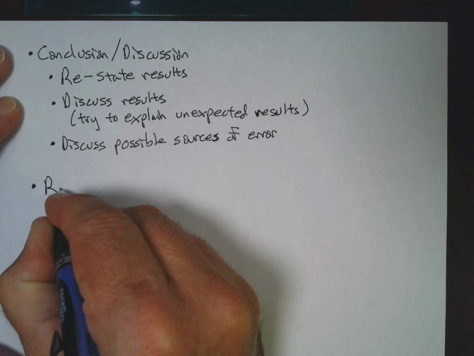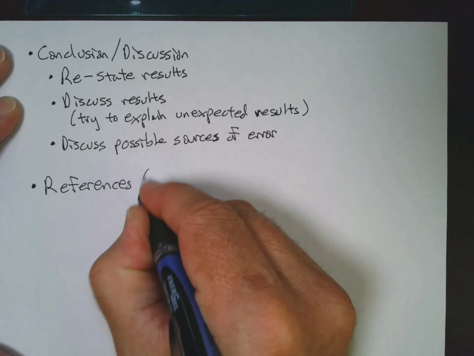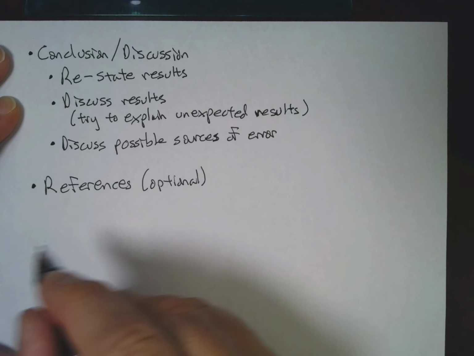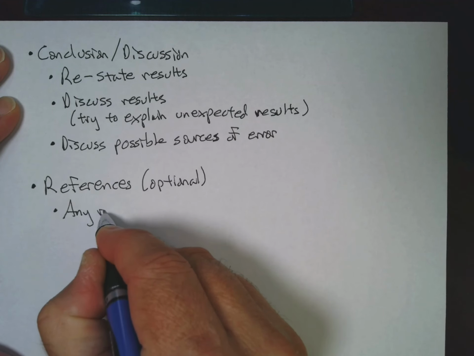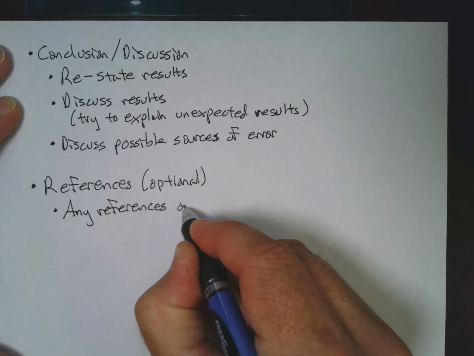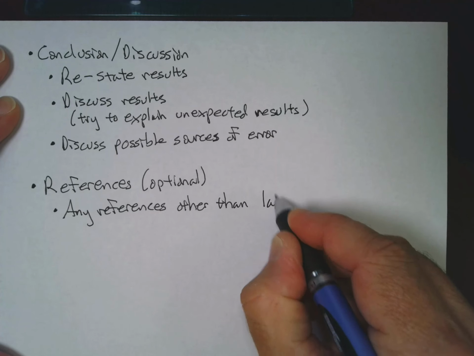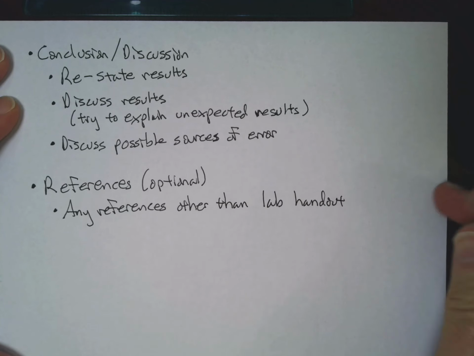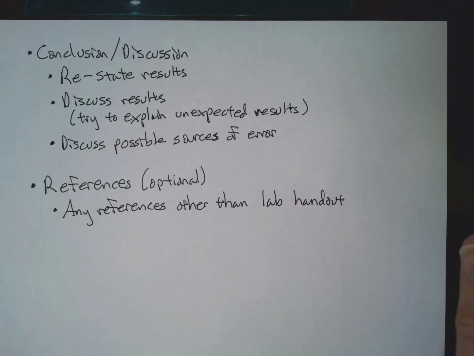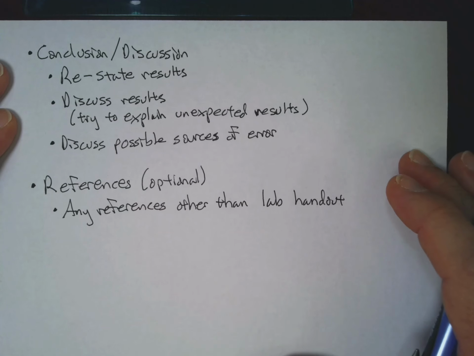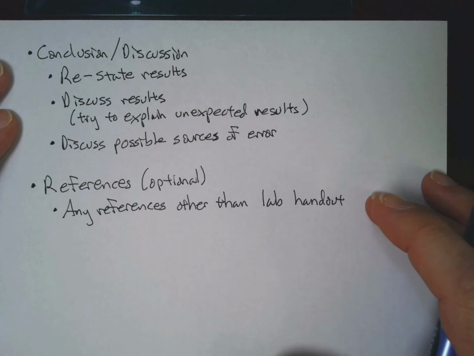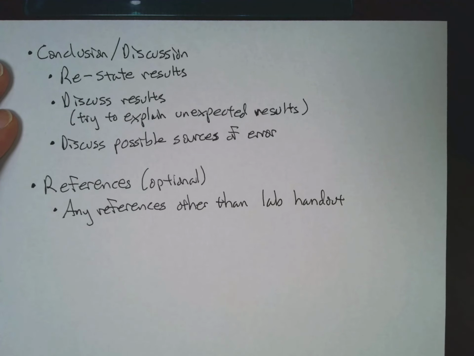You may have a references section. This is optional. And this is any references other than the lab handout. So, I've been giving you guys individual lab handouts for the procedure for each lab instead of having a commercial lab manual. So, if you do look anything up online, go ahead and include a reference to that. Let's say you're trying to look up possible side effects of the aspirin synthesis reaction. You Google that, you find a few references, include those at the end.